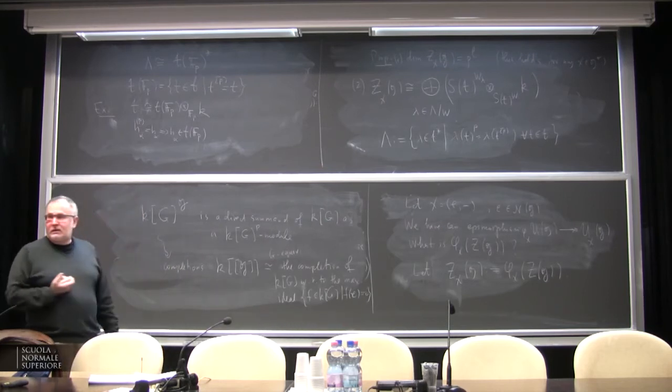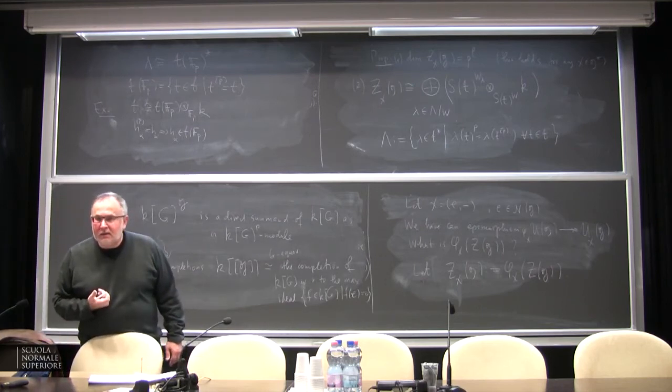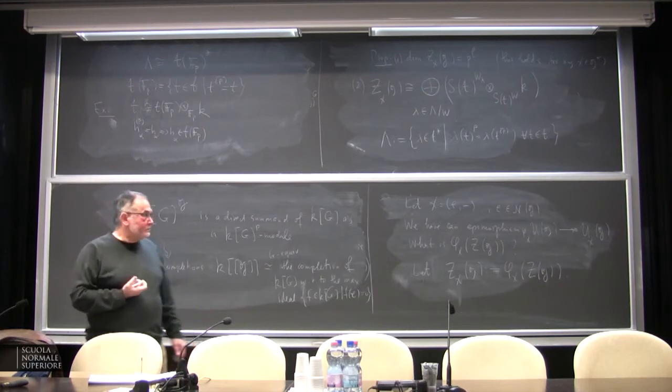So I have a question. Why do you have to go all the way to that completion? Can't you take the smaller convergent ones? No, there is no meaning in characteristic p. That is the problem. Okay.